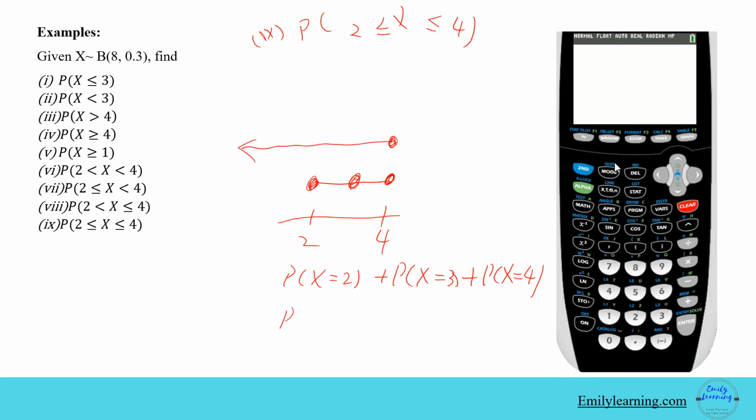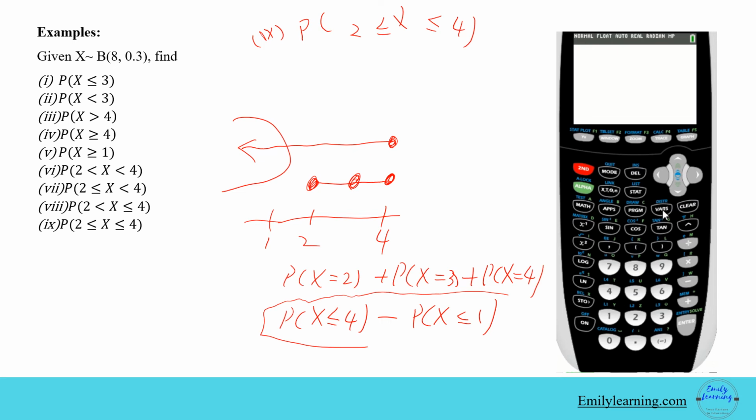Or I can also take p of x less than or equal to 4 minus p of x less than or equal to 1. I prefer this because it's less things to type, but both will give you the same answer. So I will use Binomcdf, which is B. It will be p of x less than or equal to 4 minus p of x less than or equal to 1. Now I can type this into the graphic calculator to find the answer, where n is 8, p is 0.3.